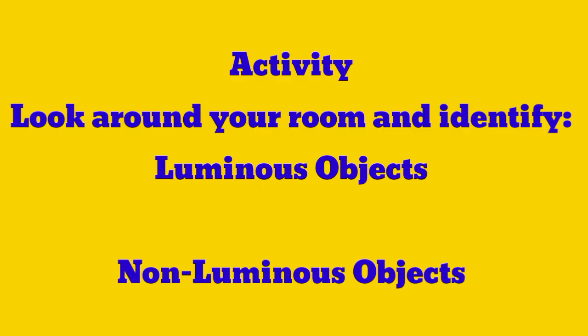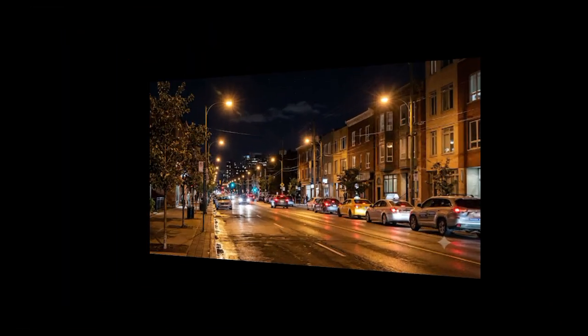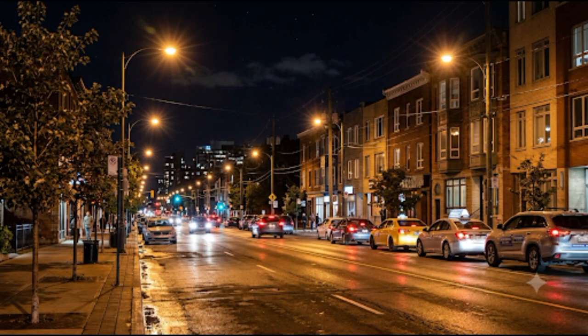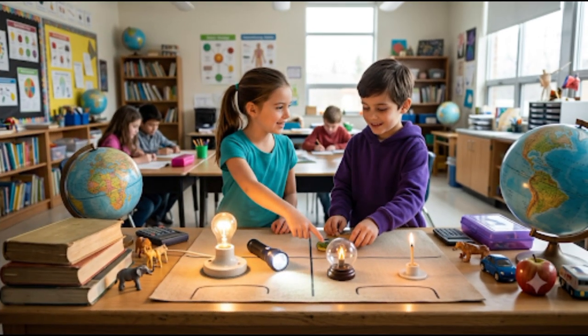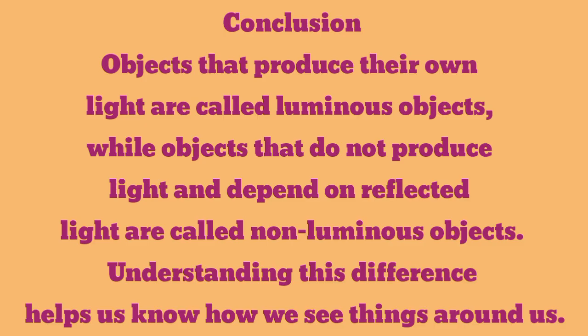I have an activity for you. Look around your room and identify luminous objects and non-luminous objects. Make a table of luminous and non-luminous objects and write at least 5 examples. In this picture, you can also identify luminous and non-luminous objects very clearly. In your classroom, you also have a lot of luminous and non-luminous objects.